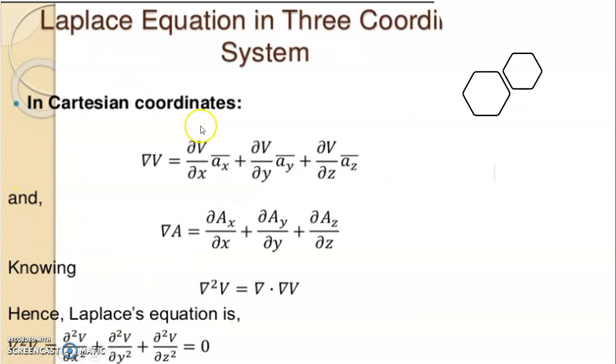Before doing numericals, we should know the formulas. We should revise the formula of del V. So del V is del V upon del x, as I already told in the numerical.